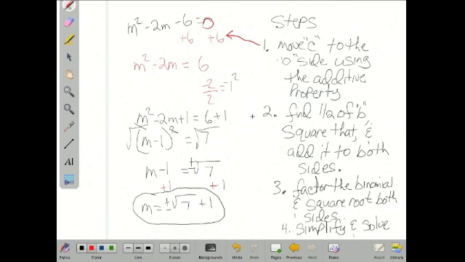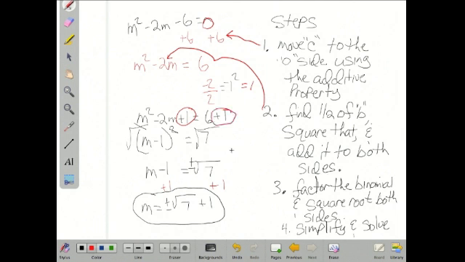So the next step is to find a value, half the value of b, and we find that value by dividing b by 2, and then once we do that, we square it, and -1 squared is equal to 1 in this case. So we find half of b, square it, and then add it to both sides. So we want to add that 1 that we found here to the left side and the right side. Remember that we can do that so long as we do it to both sides.